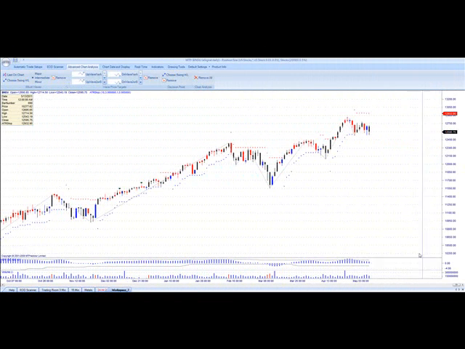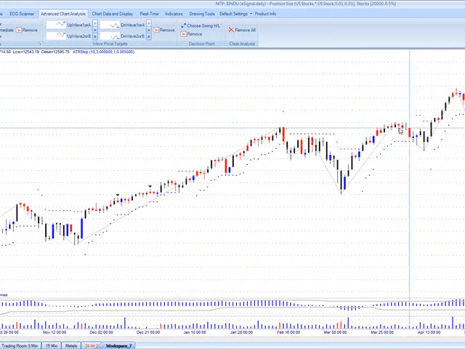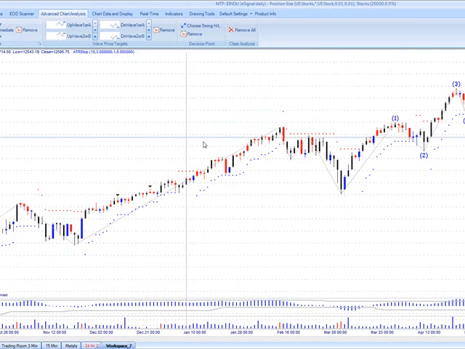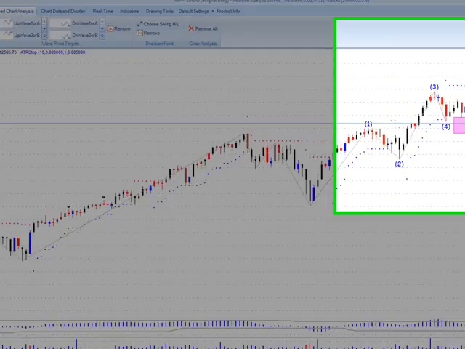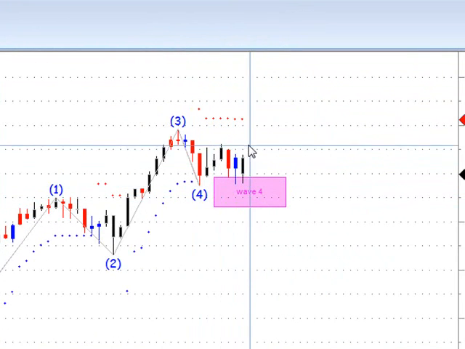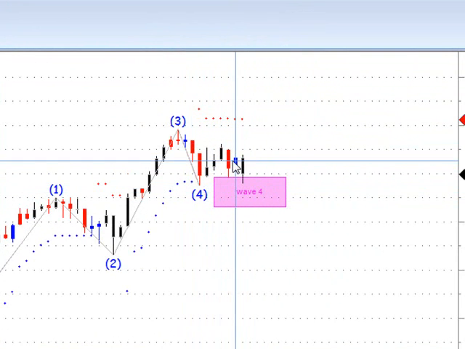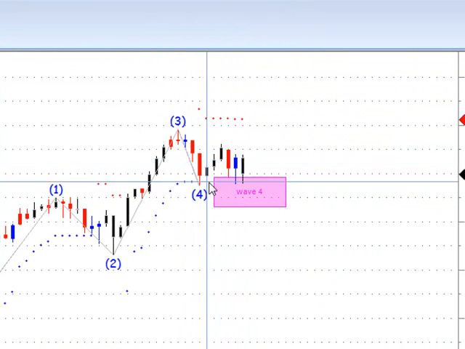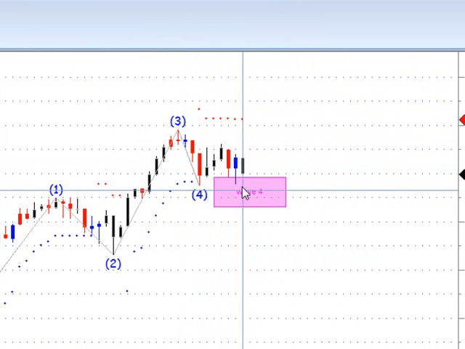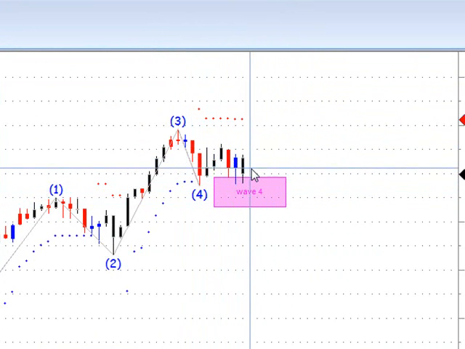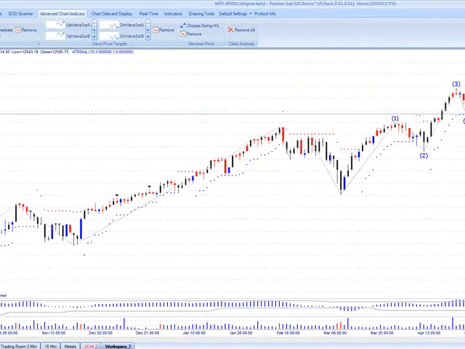This is the MTPredictor weekly update for May 15th. I've got the Dow cash here. We're going to put the intermediate analysis on, and you see we had the intermediate four-wave pattern here. As I looked at last week, we were expecting the market to come in here and maybe consolidate a bit, which is what we got.